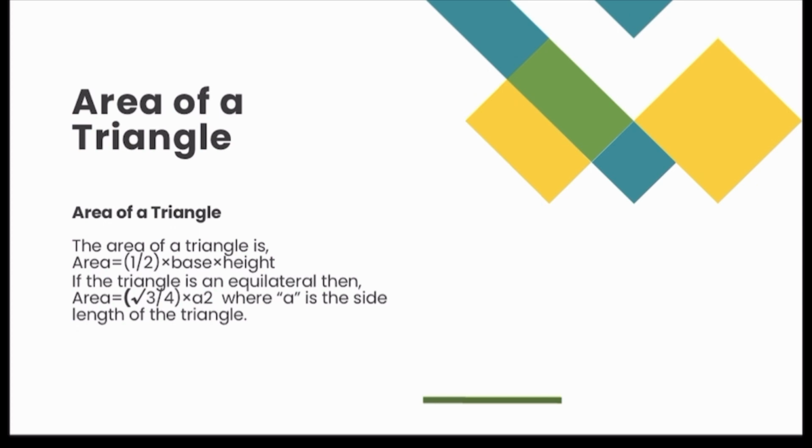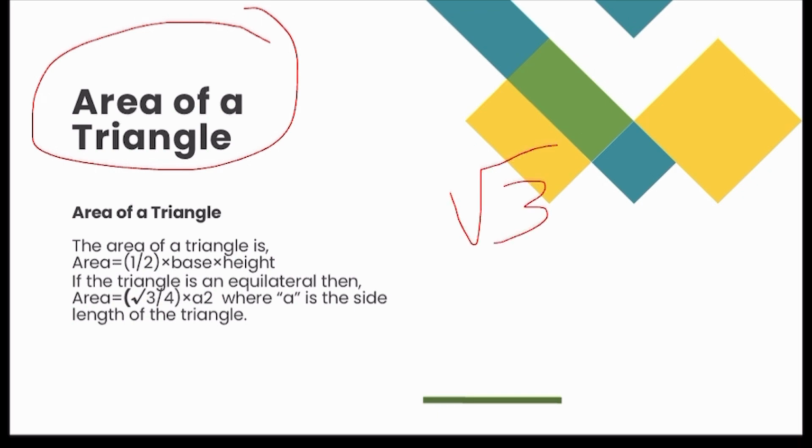Now, sometimes they may ask questions related to the area of a triangle. You need to know the formula. The area of a triangle, normally, is half into b into h, that is base into height. If it's an equilateral triangle, you have to use root 3 by 4 into s square or a square, where s is the side length of the triangle.